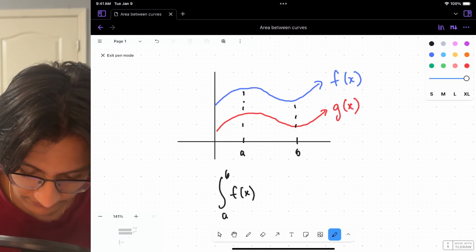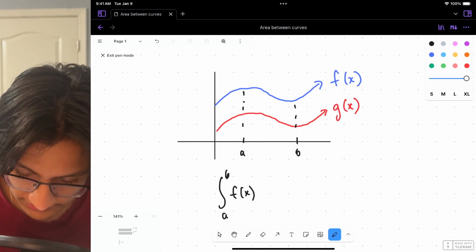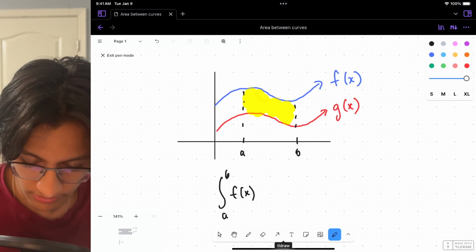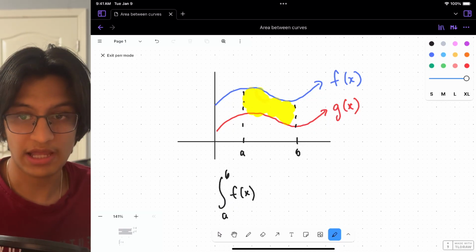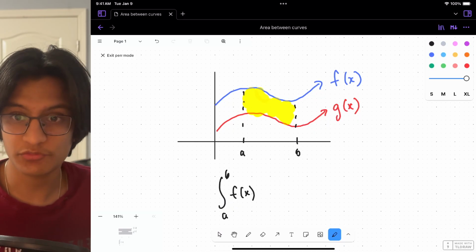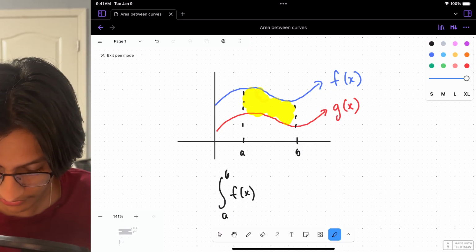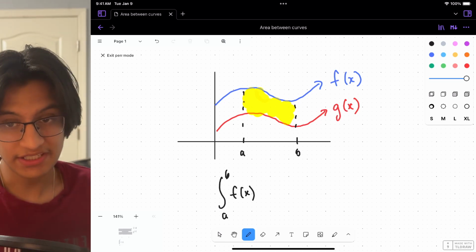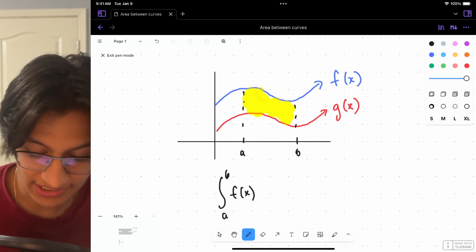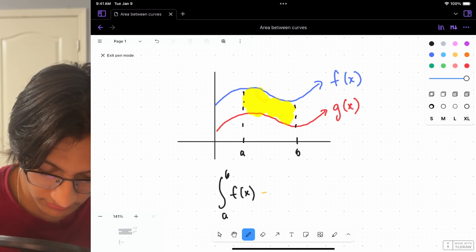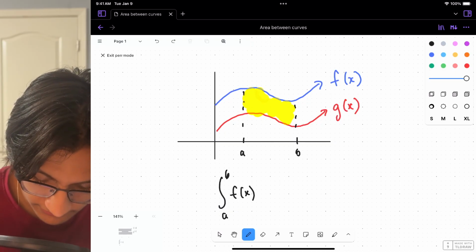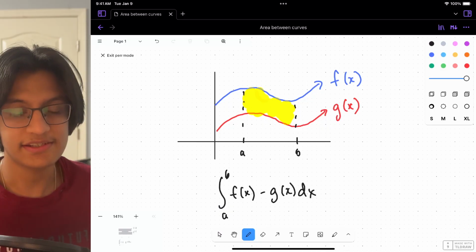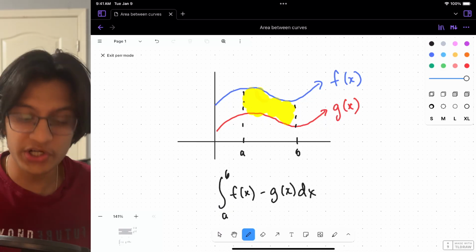But then how do we find the area between f of x and g of x, you might be wondering. Well, since we want to find this area right here, we can just find the area of f of x and g of x and subtract them from each other. All right? So to find the area between these two curves, it's just going to be the integral of f of x minus g of x dx.